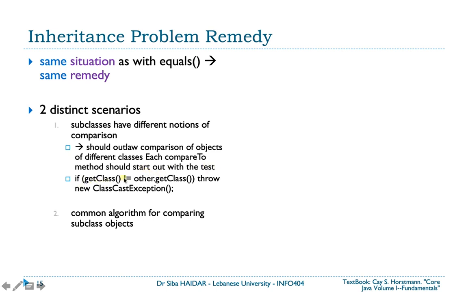If getClass is different than other getClass, then throw the exception. You throw the exception at the level of the superclass, and this way you ensure that the exception is thrown both ways. And in the other case, in the common algorithm for comparing subclass objects, you prohibit overriding the compareTo method in the subclasses. You simply provide a single method in the superclass and declare it as final. So you choose either one of these options.